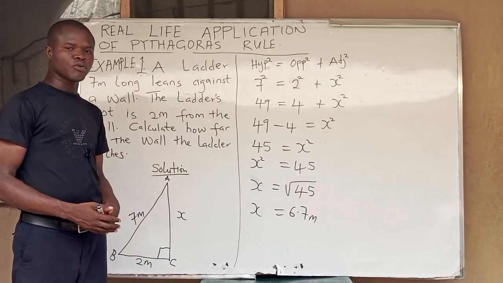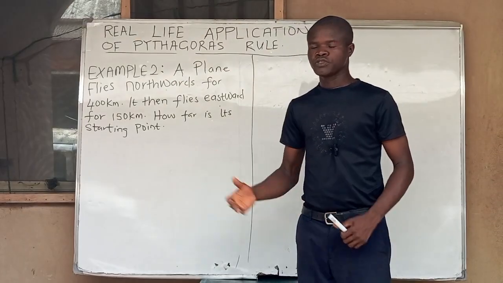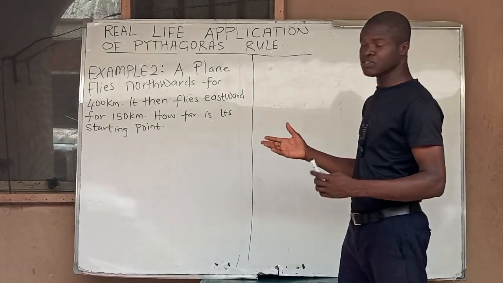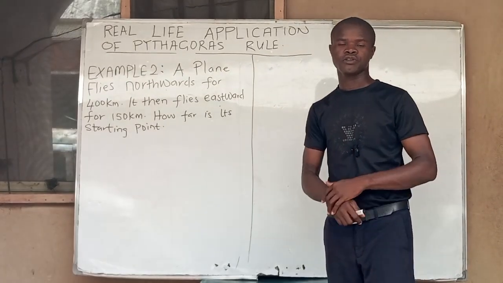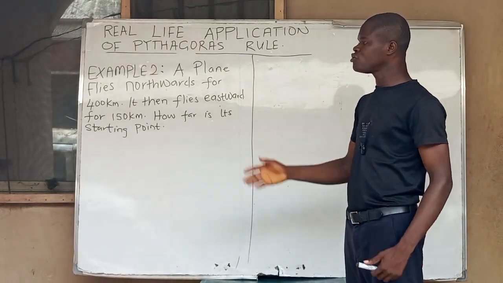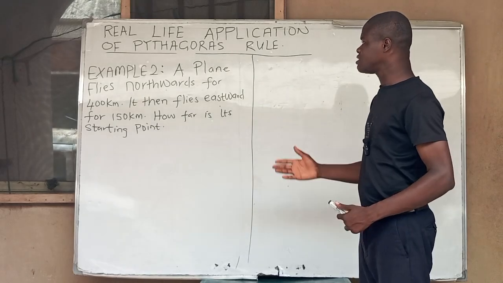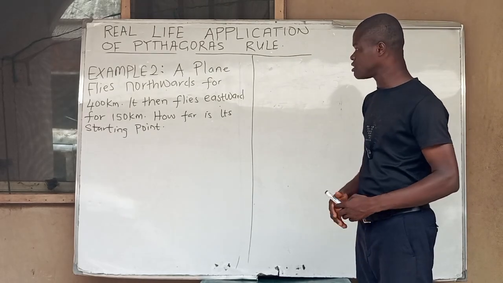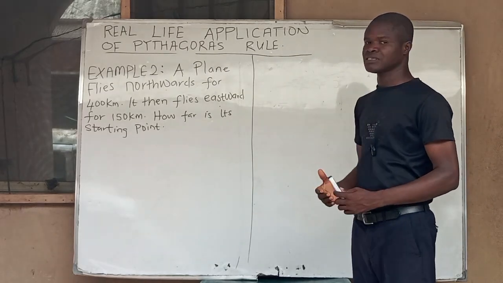Let's go to example number 2. This is question number 2. The question asks, a plane, this is also another real-life application, flies northwards for 400 kilometers. It then flies eastward for 150 kilometers. How far is it from its starting point?